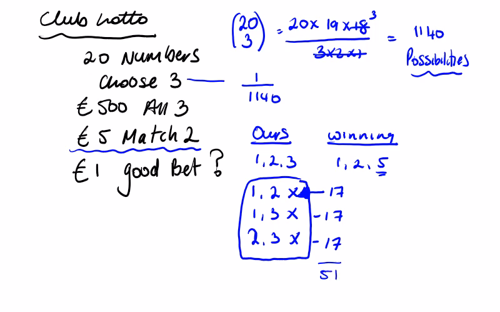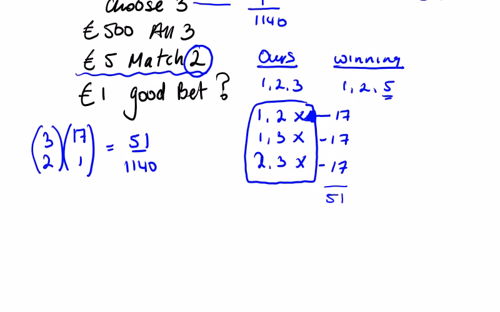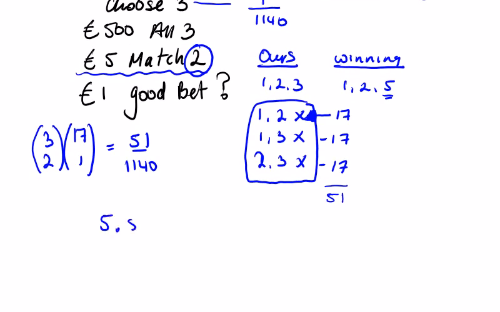That looks like 51 of the 1140 are 2 winning numbers. The other way to just check that, we have to get 2 from the 3 winning ones, and we have to get 1 from the other 17. And that will be 3C2 times 17C1, so that's going to be 3 by 17 as well, which is 51. So it is 51 over 1140 for match 2. And we're going to get a €5 for that. So €5 by the probability of getting 2, plus €500. And there's just 1 winning number, or 1 winning combination.